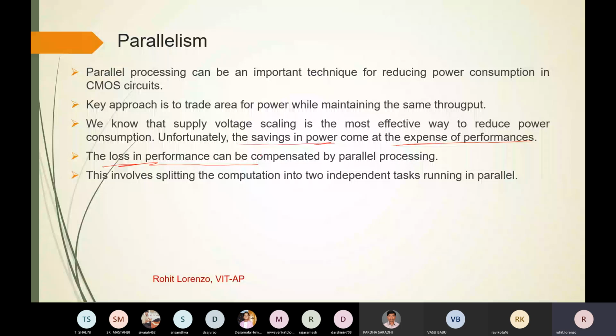If there is a bigger task, divide it into smaller ones. Sir, I have one doubt. If supply voltage decreases, the power dissipation decreases, but it leads to a delay in the performance. That problem can be overcome by reducing the threshold voltage, is it possible, sir? Reducing the threshold voltage, yes.